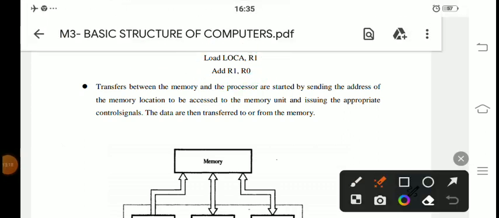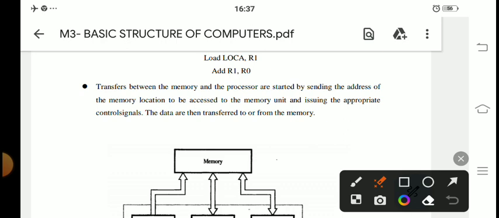Here in these two instructions, load LOCA comma R1 indicates to load the contents of LOCA, meaning a memory. The contents of this memory are to be stored in R1, a general purpose register R1. In the next instruction, it is telling to add the contents of R1 and the contents of R0. That result must be stored in R0, the last operand being the destination. So add the contents of R1 with the contents of R0 and store it in R0. The same operation will be done by these instructions.